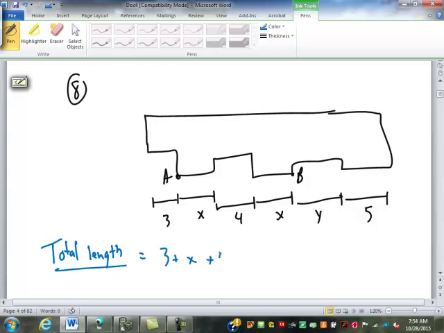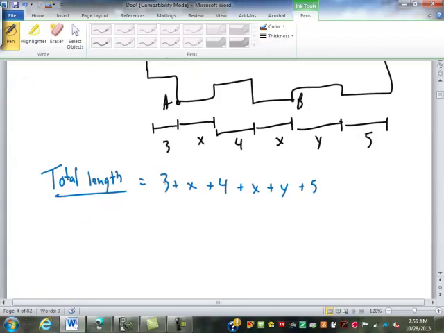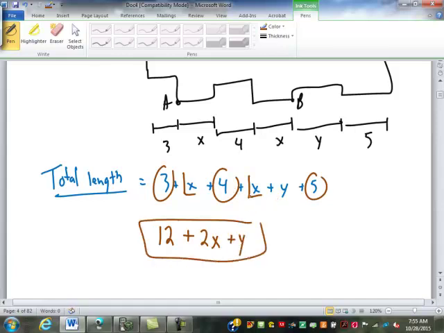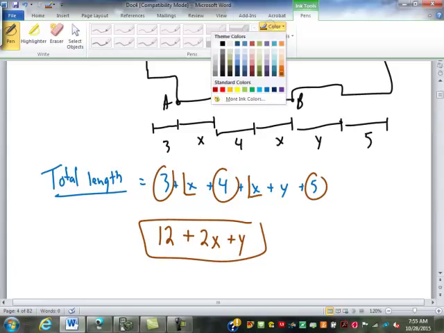3 plus x plus 4 plus x plus y plus 5. But I'm not going to leave it that way. I should simplify this. So obviously I can combine 3, 4, and 5 to make 12. Anything else I can combine? x and x to make 2x. Yeah, think of that as 1x and 1x. Add them together, I got 2x. Just like 1 inch and 1 inch make 2 inches. And y. So 12 plus 2x plus y.